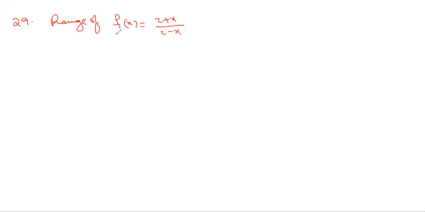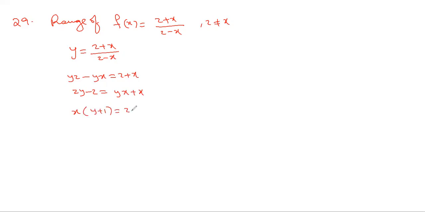For this kind of problem, we use the y method. y equal to, of course, 2 is not equal to x, even though it is not given. The domain condition itself says that 2 is not equal to x. And then y equal to (2 plus x) by (2 minus x). We write x as the subject. 2y minus yx equal to 2 plus x. So isolate x, that means write all the x terms on one side. 2y minus 2 equal to yx plus x. So take x common, (y plus 1) x equal to 2 times (y minus 1). So x is equal to 2 times (y minus 1) by (y plus 1).